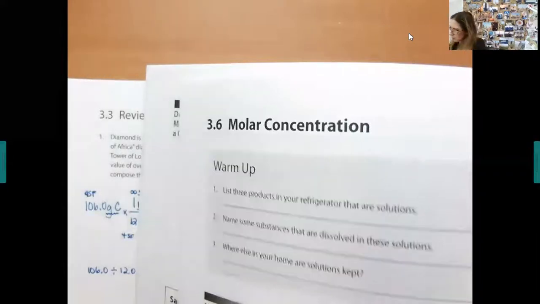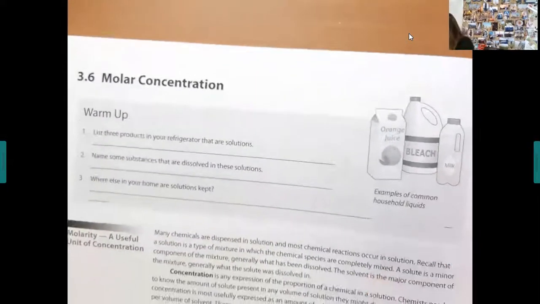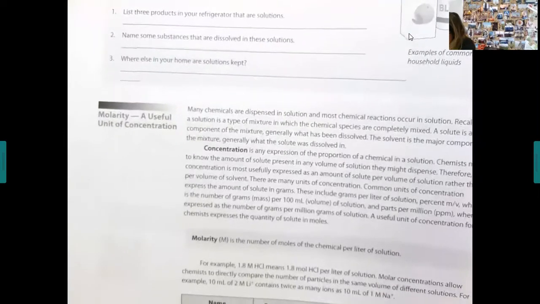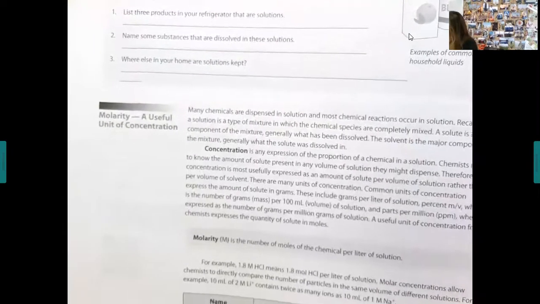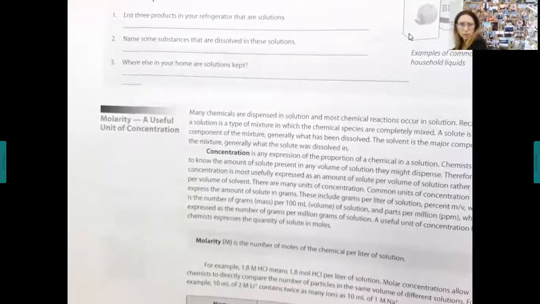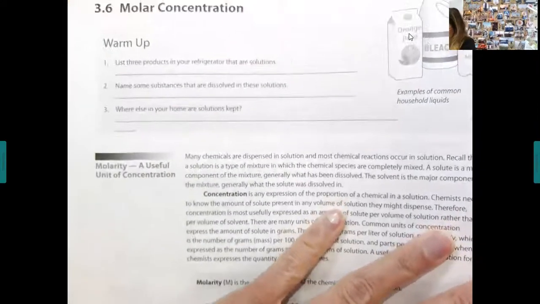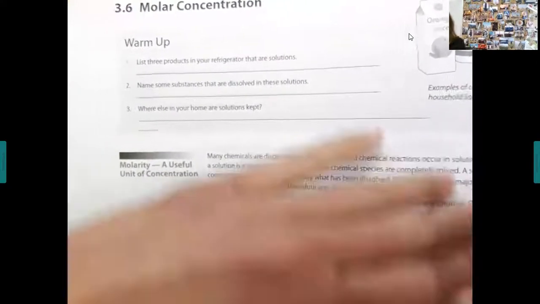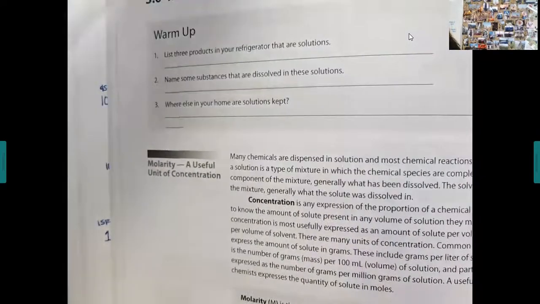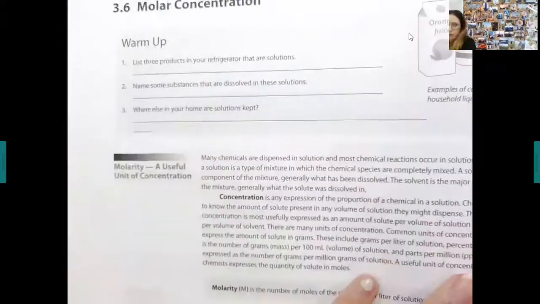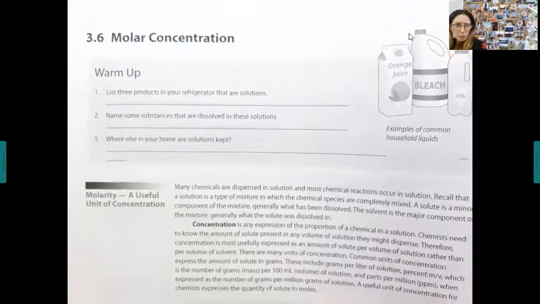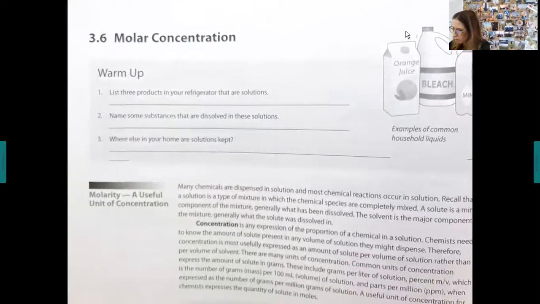Okay, we're going to take a look at section 3.6 on molar concentration, and I'm going to share my screen with you so you can see my textbook. Let's take a look at page 136. I want to do the warm-up. It says, list 3 products in your refrigerator that are solutions.